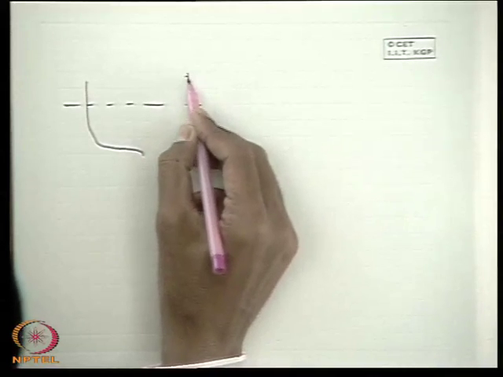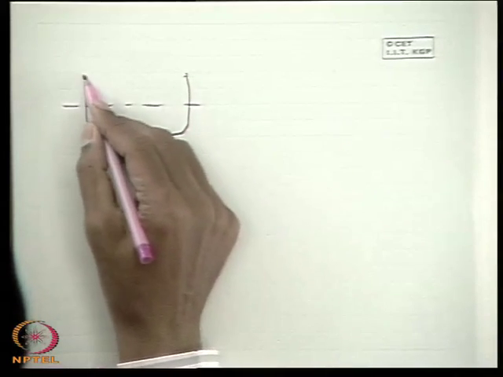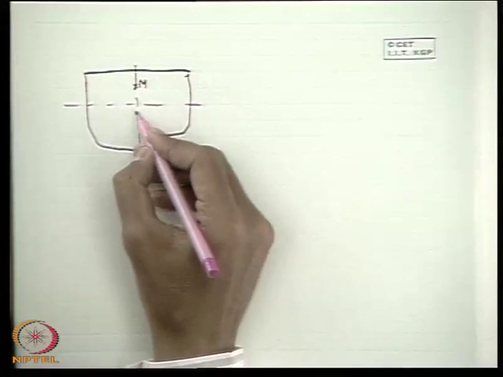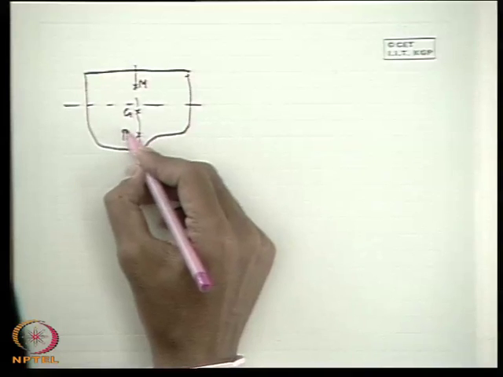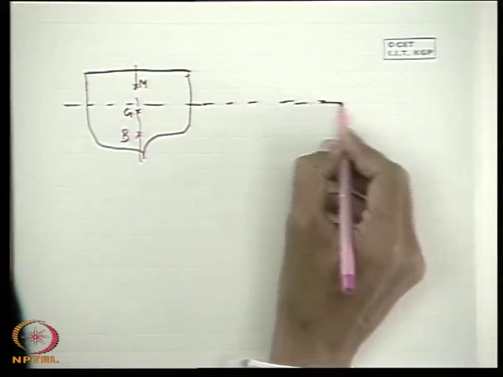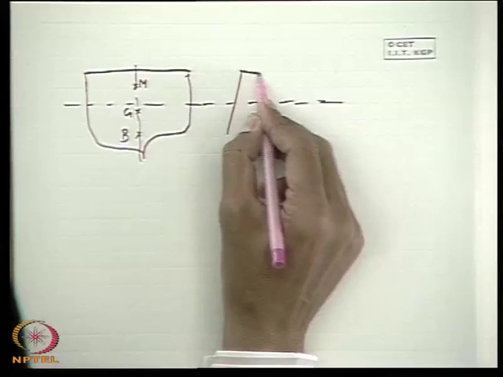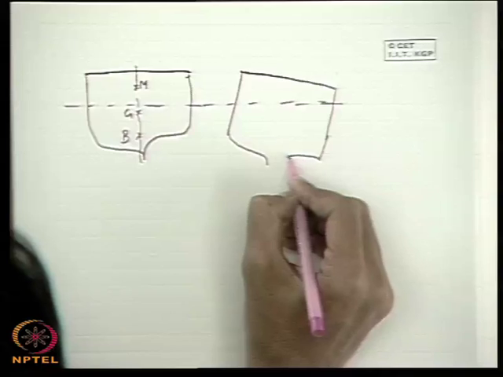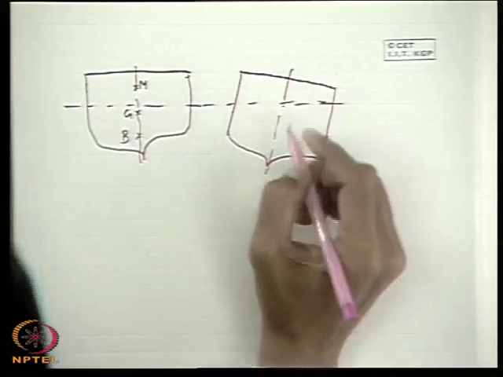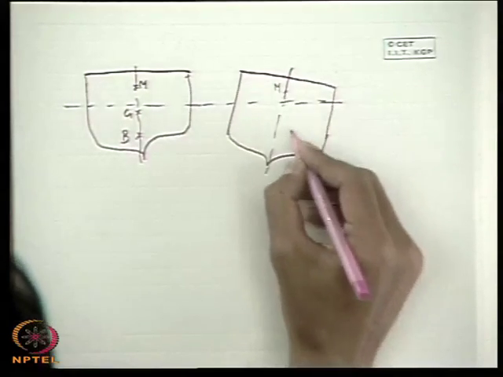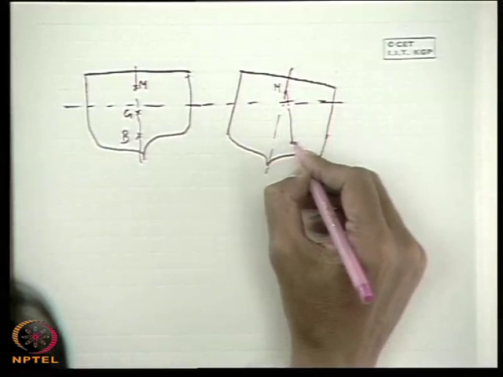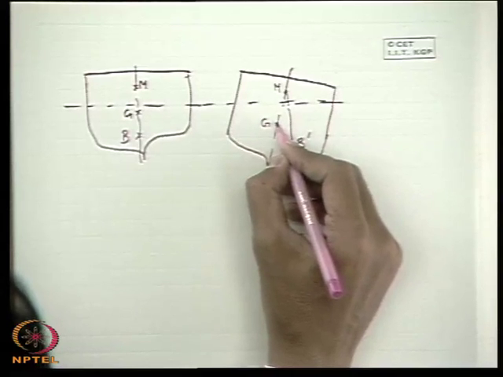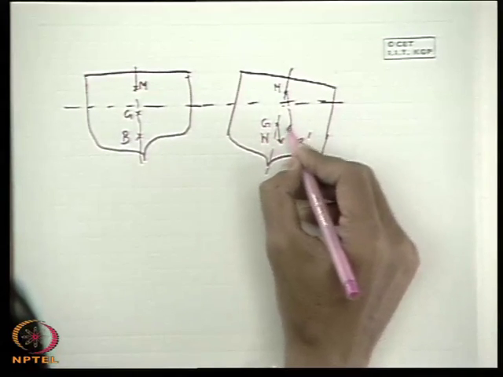Now, let us see one interesting thing. Let us consider a floating body, a ship like this. If this is the metacenter, this is the center of gravity and this is the center of buoyancy, this is under stable condition. Under a tilted, displaced condition, the ship looks like this. And we have recognized that this is M, this is the new center of buoyancy B dash, and this is G, through which the vertical force W acts.